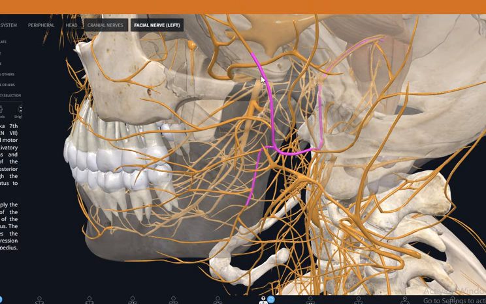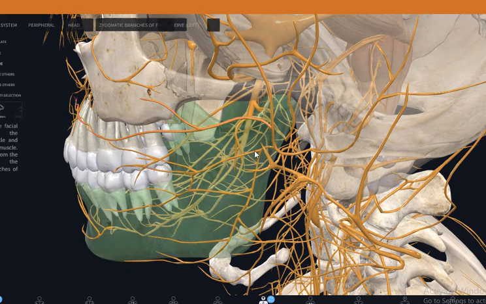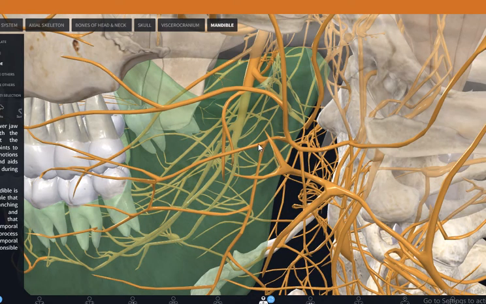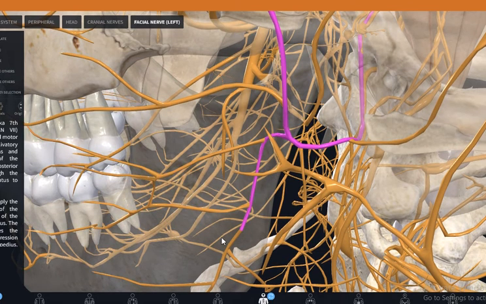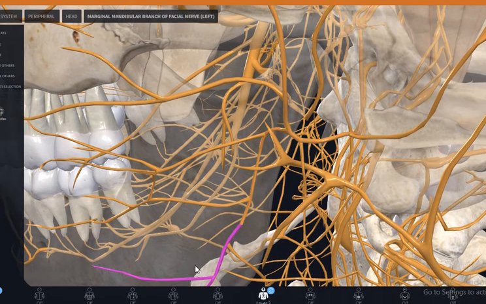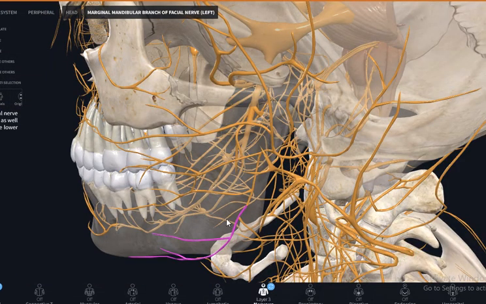This is the first branch, called the temporal branch of the facial nerve. Here is the zygomatic branch of the facial nerve. This particular branch here is the zygomatic branch. Now we have this other branch here, which is the buccal branch of the facial nerve. If we come close again, we have this. So this is the buccal branch of the facial nerve. And this one below here is going to be called the marginal mandibular branch of the facial nerve.